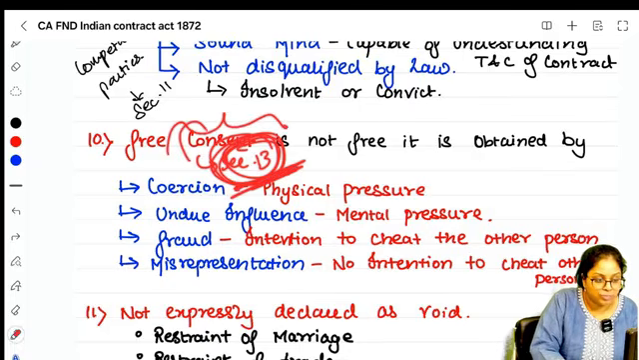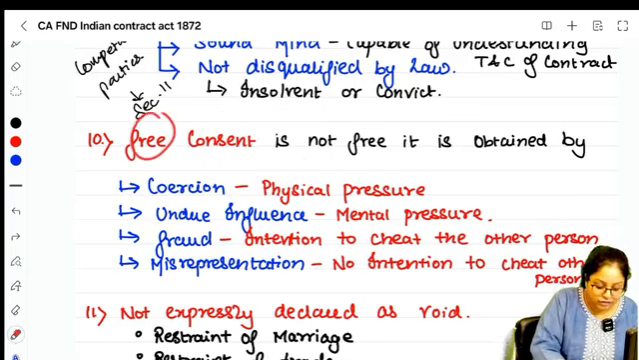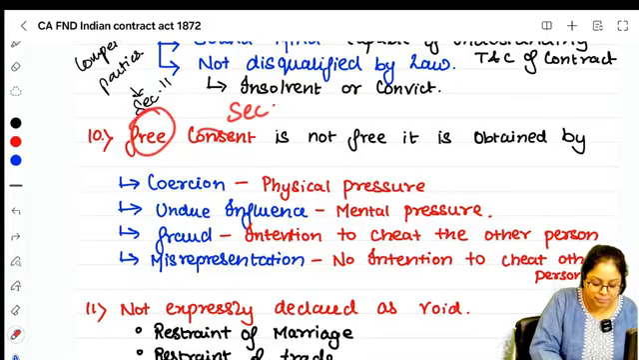நம்மளுக்கு என்ன வேணும்? We want a free consent. Consent மட்டும் இருந்தா it's not sufficient for us. We want a free consent. Free consent is section 40.